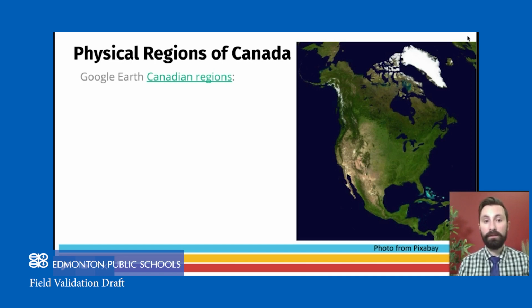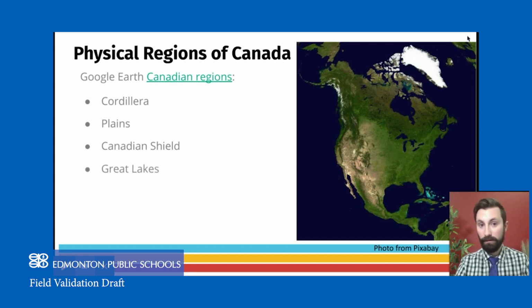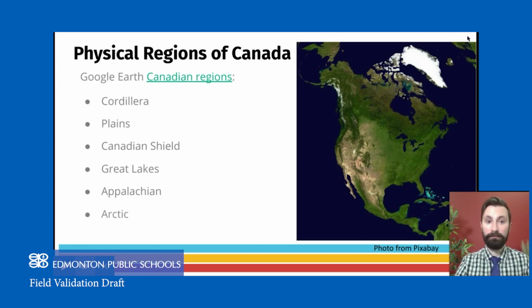So I'm going to take us to a Google Earth expedition just for a moment, and I'll explore a little bit of the Google Earth of Canada just to show that there are some locations that you could look at to explore each of the regions. For example, you could find some locations that will help you to explore the Cordillera, the Interior Plains or Plains, the Canadian Shield, the Great Lakes or St. Lawrence Lowlands, the Appalachian or the Arctic region.